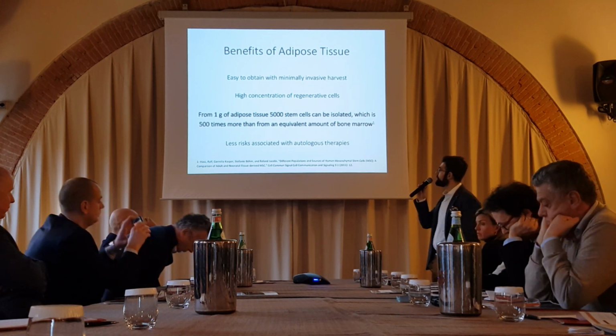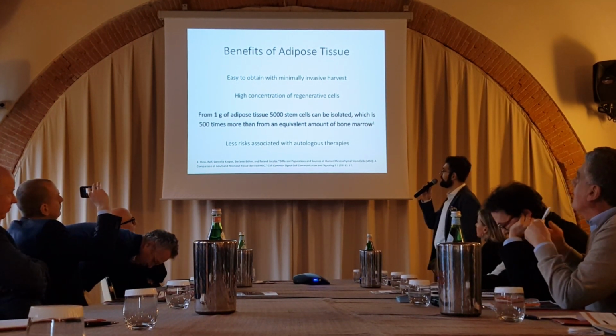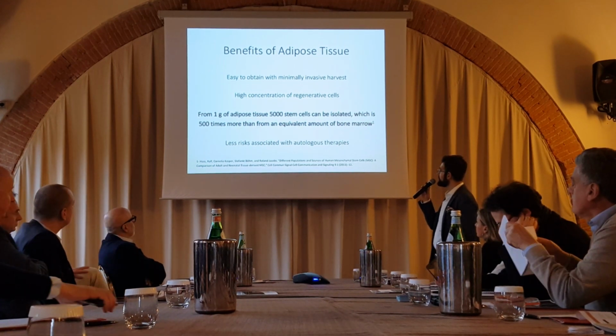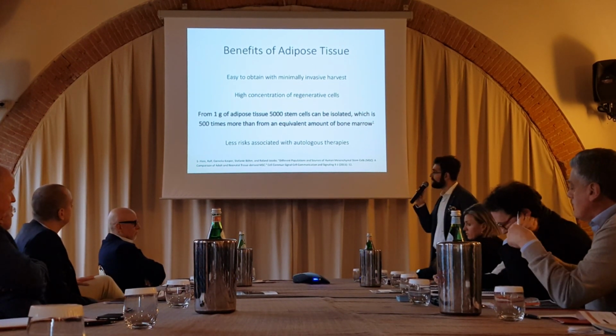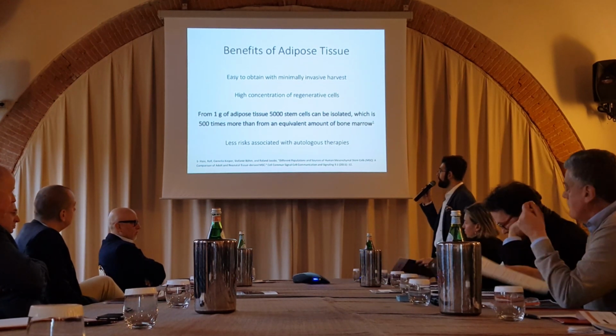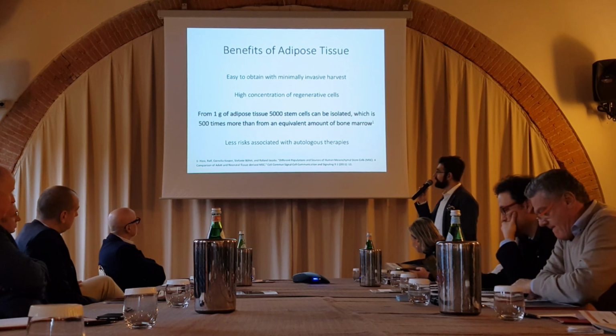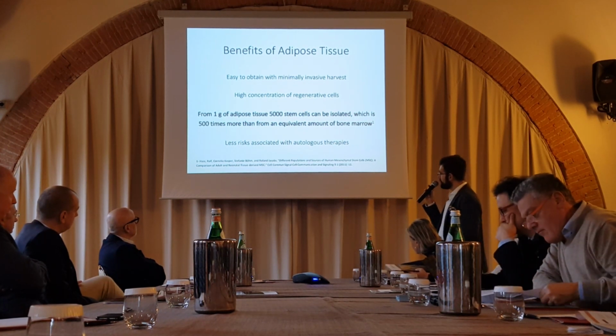It has a high concentration of regenerative cells. In fact, from 1 gram of adipose tissue, 5,000 stem cells can be isolated, which is 500 times more than from an equivalent amount of bone marrow. And it has also less risk associated with autologous therapies.